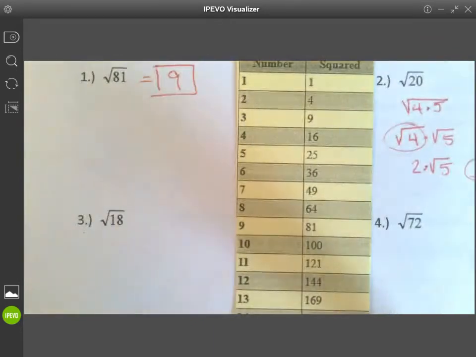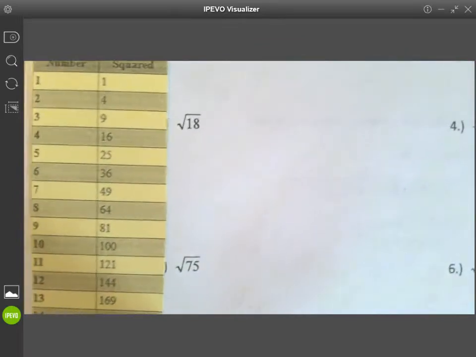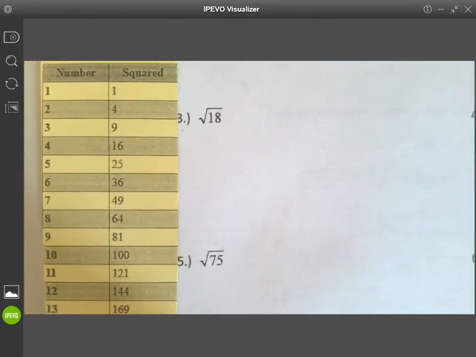All right, let's go over here to 18. Square root of 18. Is 18 a perfect square? Is it on my list?